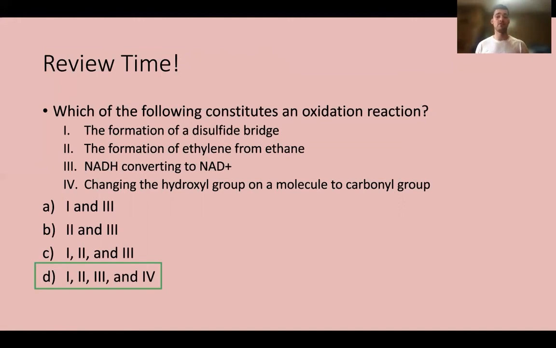The formation of ethylene from ethane, all we're doing is yanking a hydrogen out and we're forming that double bond. Same thing, we need to take electrons out in order for that pi bond to form. So that would also be considered oxidation because it's losing an electron. NADH converting to NAD+. We are losing that hydride, it's taking an electron with it, and it becomes plus because it lost an electron. So that's oxidation as well.